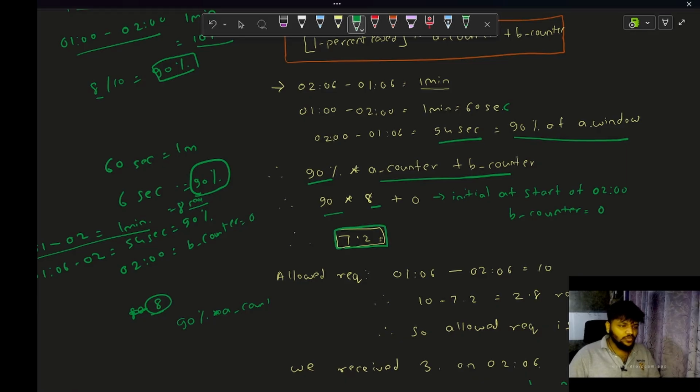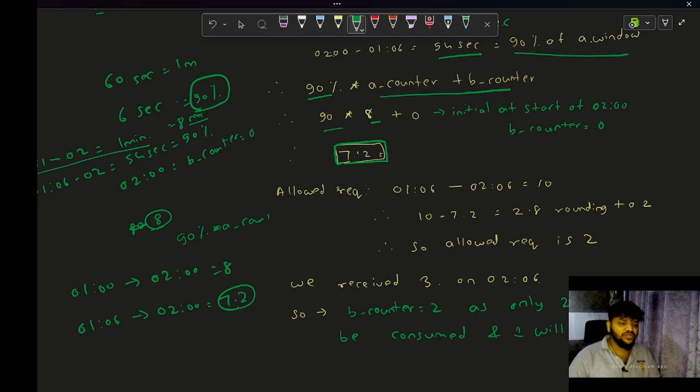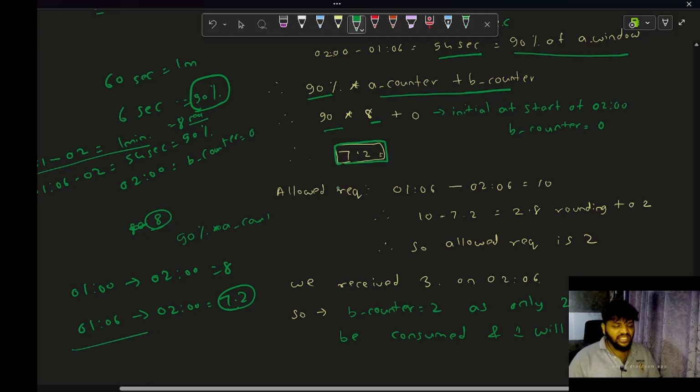So you see, from 0100 to 0200, there were 8 requests. But because I am taking my window from 0106 to 0200, I am taking 7.2. So I have declined my counter value. Like I am saying, hey, in this particular window, I have just received 7.2 requests. 0106 to 0200, 7.2 requests I have received.